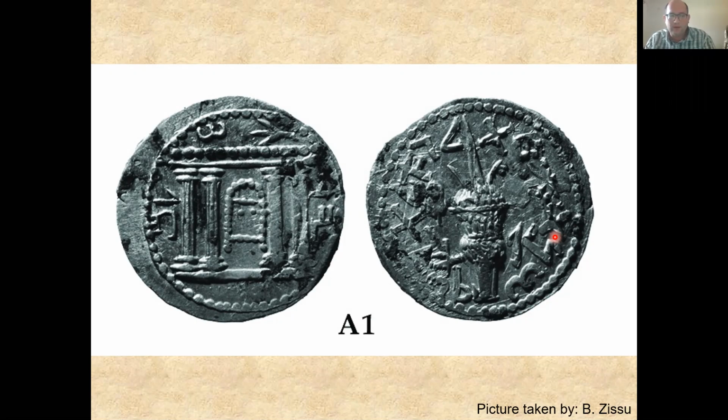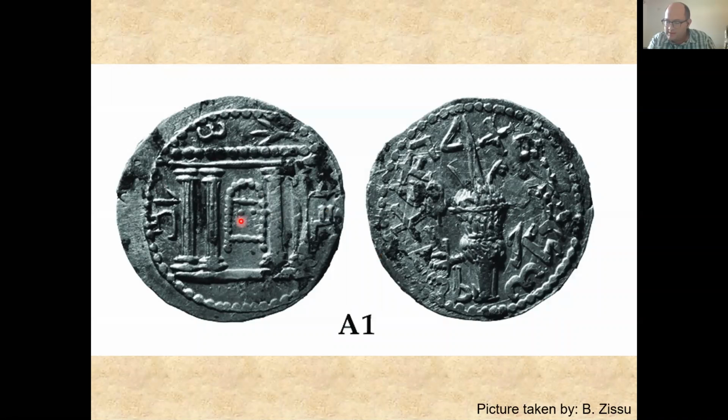Okay, let's start analyzing the coins, and we'll start with the tetradrachma or the sela. That's 4 drachma, 4 dinar, a large silver coin, very rare to find, a beautiful coin. And let's see what we can see. On the obverse, that's the front, we can see a building with 4 columns, right? You see them here, 1, 2, 3, 4.